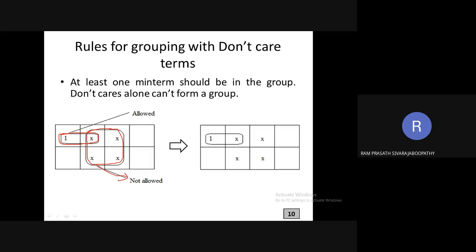Don't care-ஐ consider-உம் பண்ணலாம், neglect-உம் பண்ணலாம். That is the meaning here. எப்ப கன்சிடர் பண்ணணும்? When the grouping is possible along with don't care, you can consider it, or else you can neglect it. இன்னும் சிம்பிளா சொல்லணும்னா டோன்ட் கேரை தேவைப்படுற இடத்துல 1ன்னு கன்சிடர் பண்ணிக்கலாம், தேவையில்லாத இடத்துல 0ன்னு விட்டுடலாம். Is it clear? Is it clear?